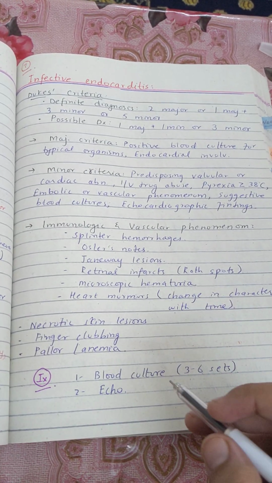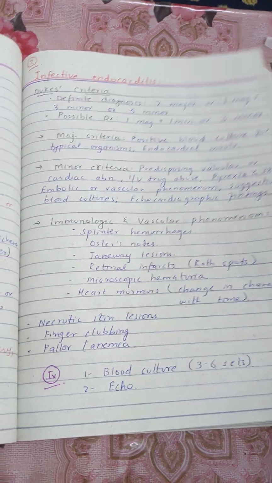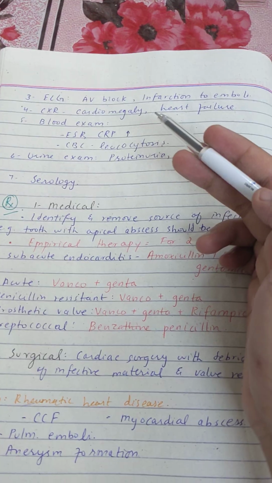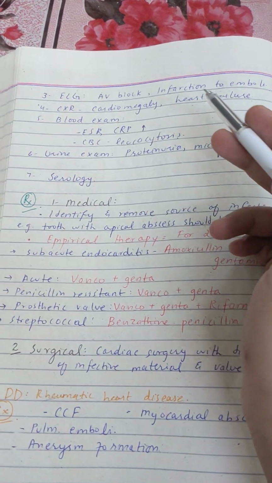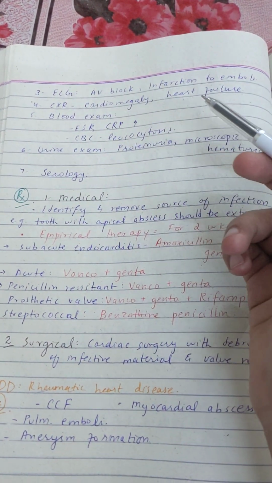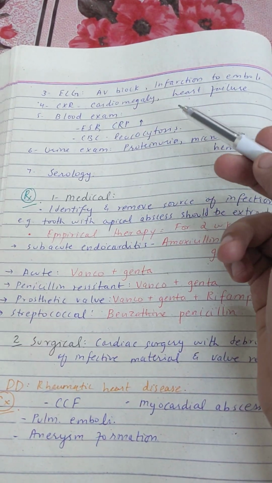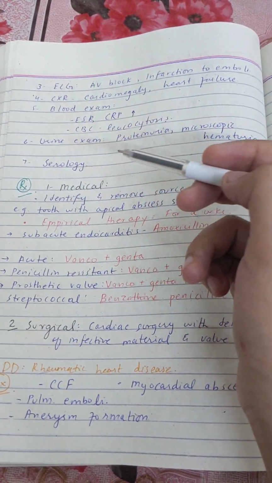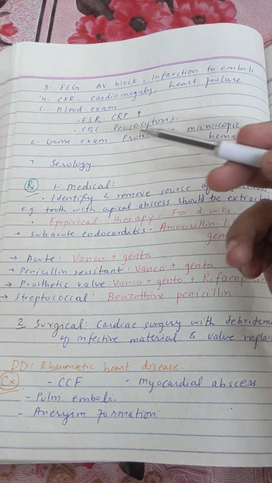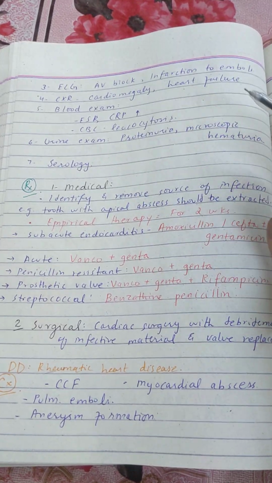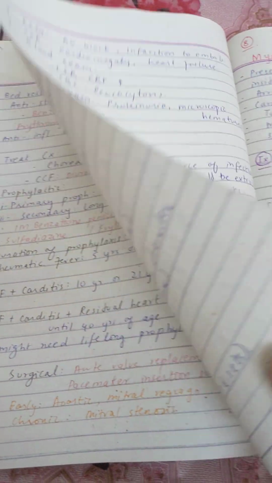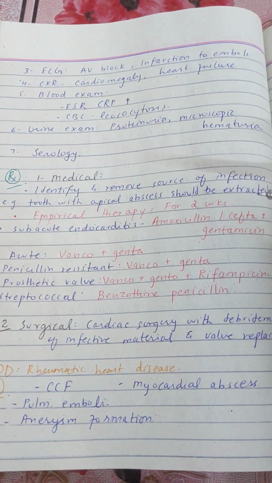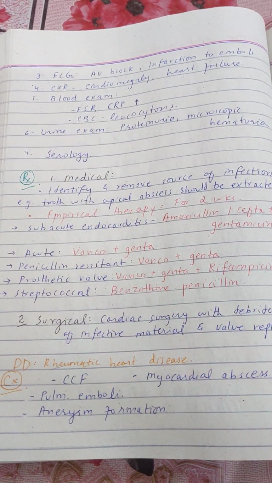cultures, and echocardiography which will show the valvular heart disease, very important here, and ECG which will show AV block, infarction due to emboli, chest x-ray which can show cardiomegaly and heart failure, blood examination will show raised ESR, CRP, and CBC will show leukocytosis, urinary exam will show proteinuria, microscopic hematuria, and blood serology will show antibodies against different organisms. So these are the important investigations that you're going to be ordering: blood cultures, echocardiography, chest x-ray, ECG, blood examination, urine examination, and serology.